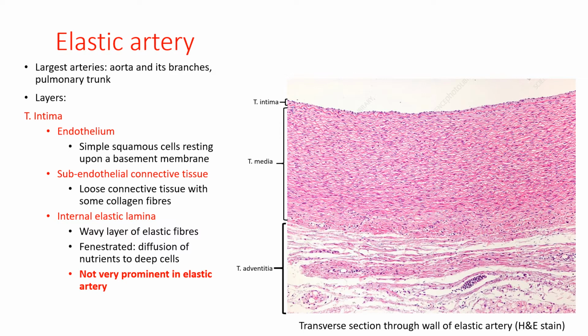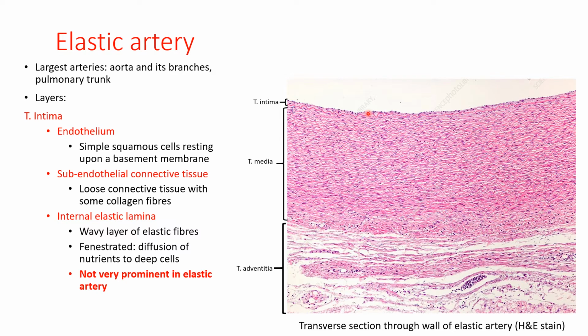What are the layers in the wall of the elastic artery? First of all, the innermost layer, that is the tunica intima. This layer is made up of endothelial cells, which is basically the simple squamous cells resting upon the basement membrane, and the long axis of the cells will be parallel to the direction of blood flow. The cells are joined by tight junctions.